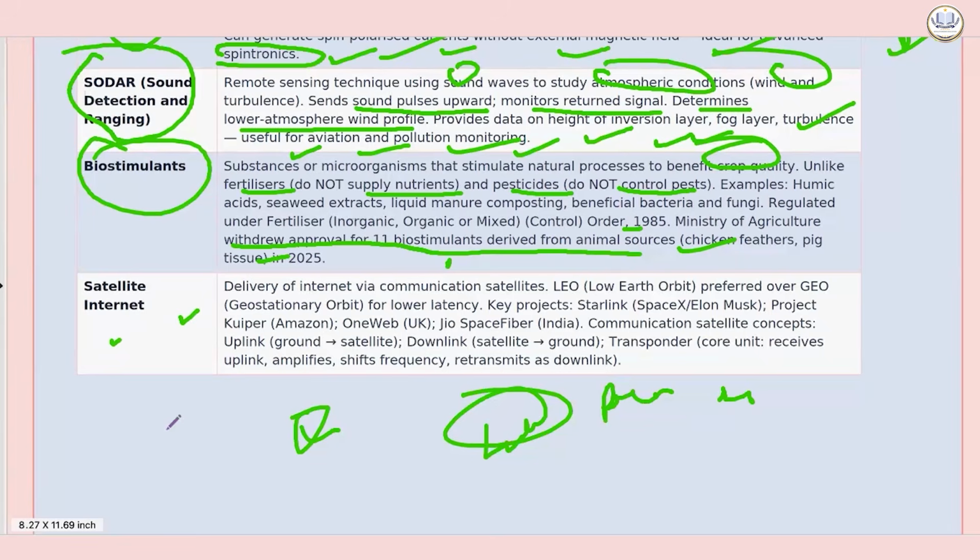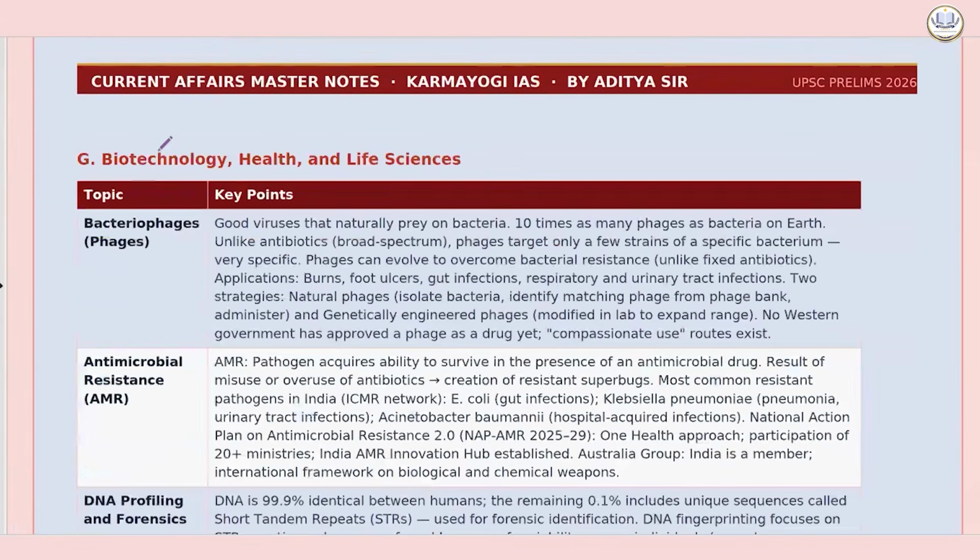The communication satellite concept is uplink from ground to satellite, and downlink from satellite to ground. So first it goes from ground to satellite, and then from satellite to ground. There is a transponder, which is the core unit that receives the uplink, amplifies it, shifts the frequency, and retransmits it as downlink. So this is satellite-based internet. Now let's see some concepts related to biology, specifically biotechnology, health and life sciences.